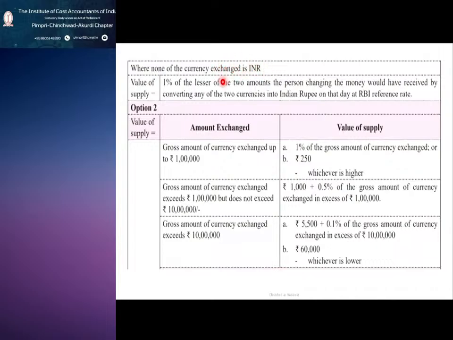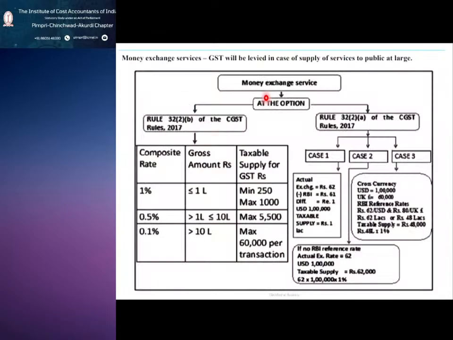In that case, 1% of the lesser of two amounts the person changing the money would have received by converting any of the two currencies into Indian rupee on that day at the RBI reference rate. So if you read this, it will be very difficult to understand. So see this, I will repeat these three scenarios again.